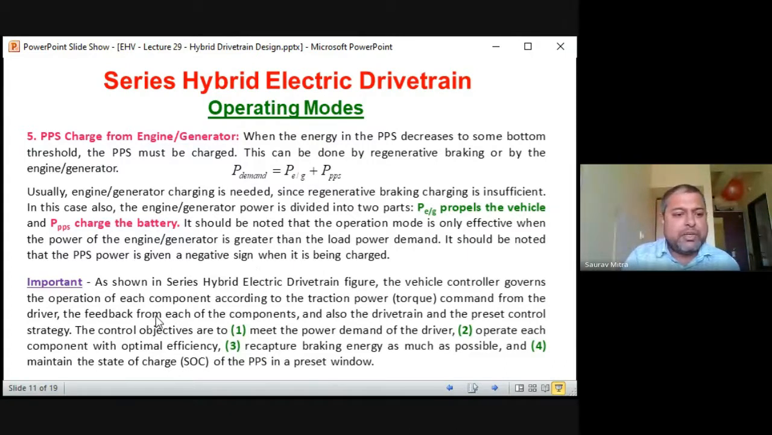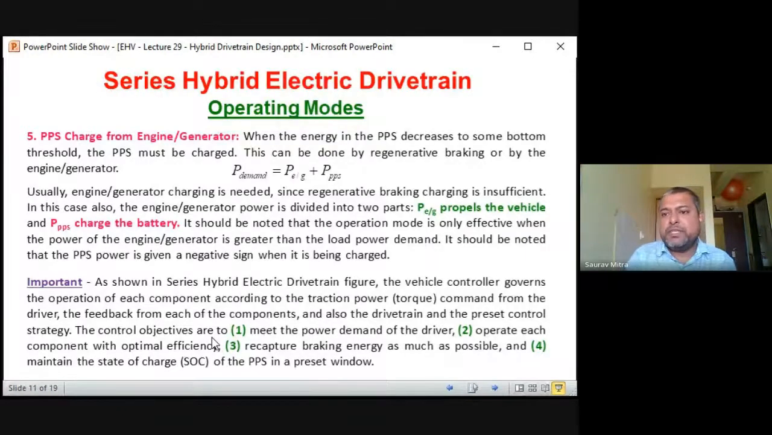So the vehicle controller governs the operation of each component according to a traction power command from the driver and the feedback from each of the components. So if the engine is not in a position to drive the vehicle, the engine will tell the vehicle controller that okay, I'm doing enough, I cannot do anything more. So also the drivetrain and the present control strategy, the control objectives are, so we will finish with this.